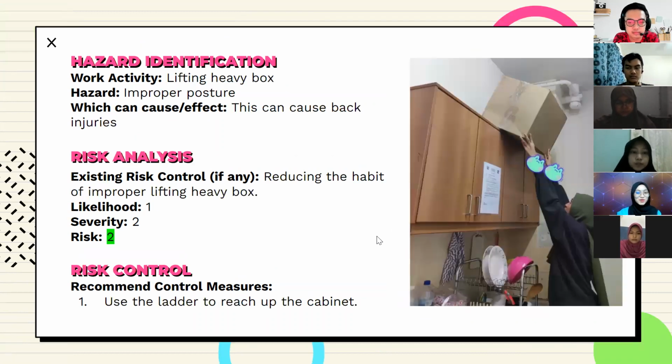Next, we also have an ergonomic hazard. Improper posture when lifting a heavy box can cause back injuries. The risk for this hazard is 2, which is low. The recommended control measure is to use a ladder to reach up to the cabinet.